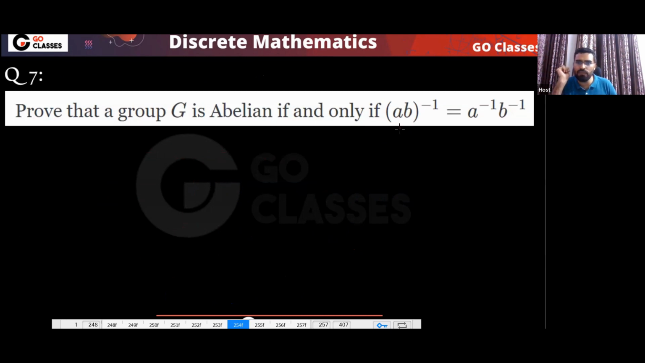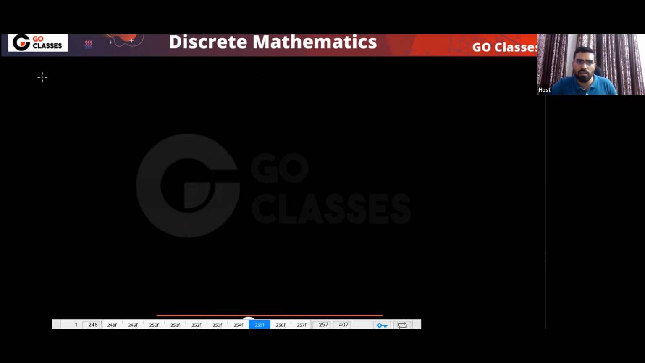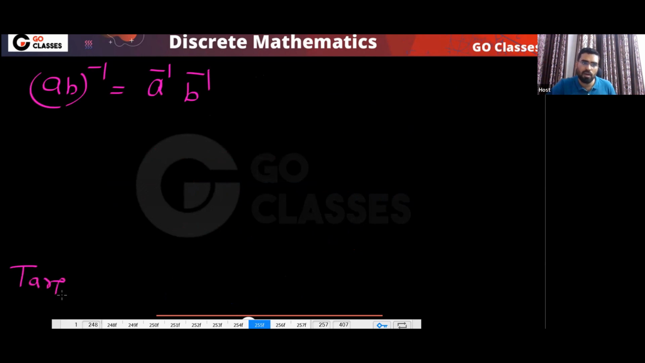And this is another: a group is abelian if and only if (AB) inverse equal to A inverse B inverse. This is where we started. This statement is also correct. So tell me, (AB) inverse implies A inverse B inverse. Remember, our target is AB equal to BA.